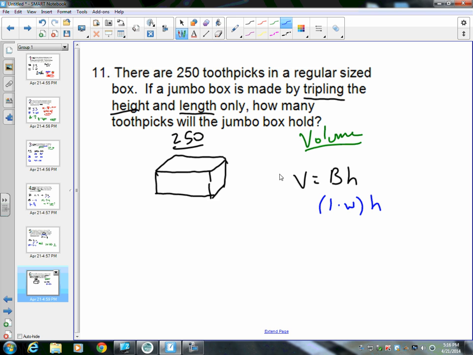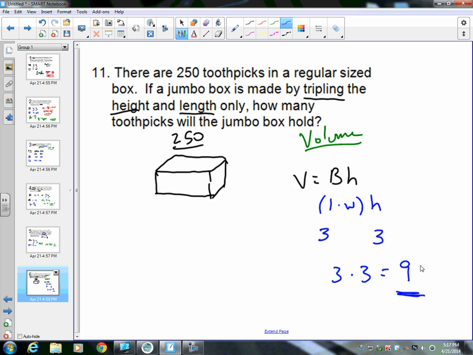Okay? So this says we're tripling the height and length only. We're going to keep the width the exact same thing. All we're doing here is length times width times height. So if our length is being tripled, and our height is being tripled, and our width is staying the exact same, we're multiplying this by 3, multiplying this by 3. So what is 3 times 3? 3 times 3 is 9. So the entire volume of the whole shape is getting bigger by a factor of 9.